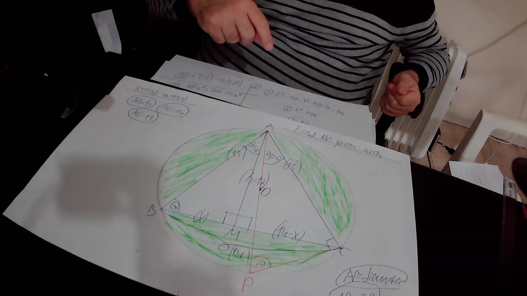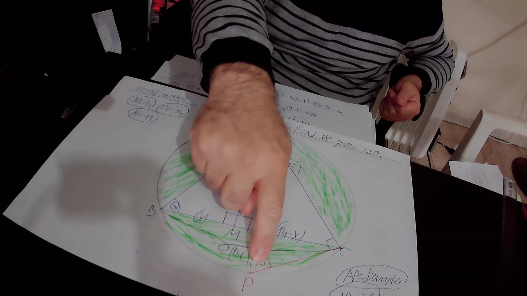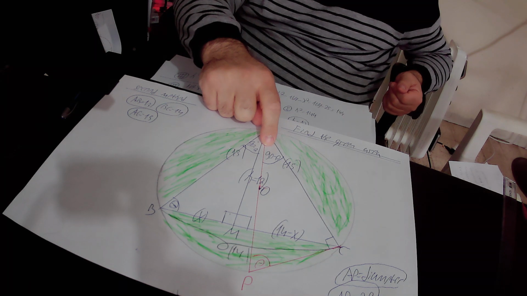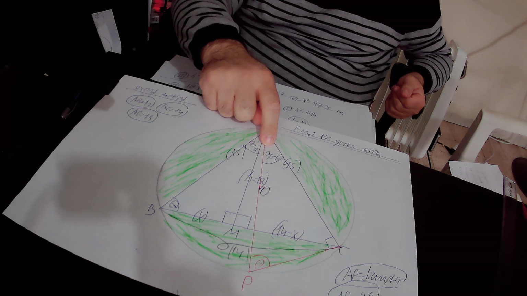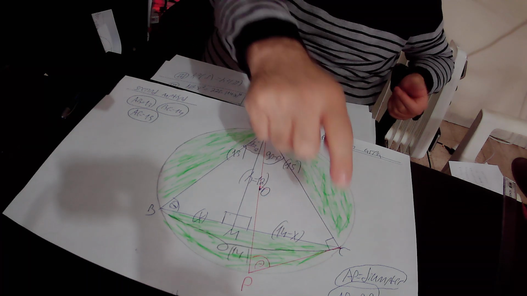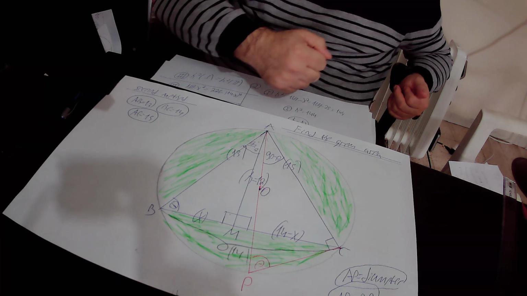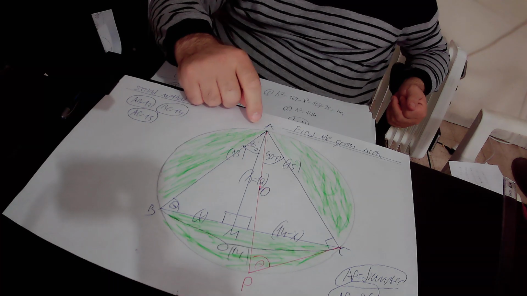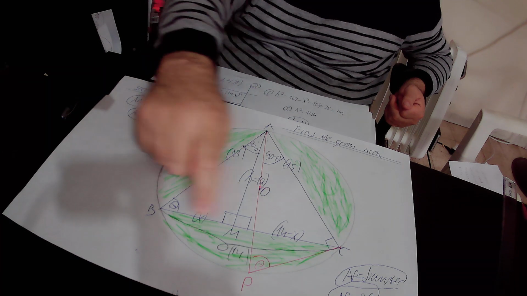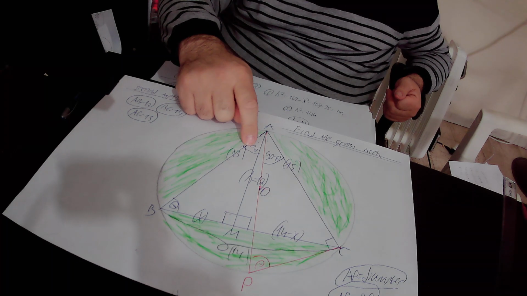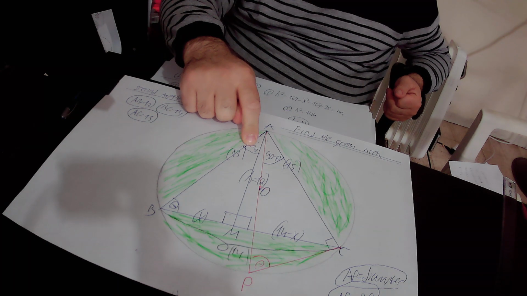So in the right triangle APC, this angle equals theta, this angle equals 90 degrees, therefore the missing angle must be equal to 90 degrees minus theta. Why? Because 90 degrees minus theta plus theta is 90 degrees, and 90 degrees plus 90 degrees is equal to 180 degrees, that is the sum of the angles in any triangle. Likewise, in the right triangle ABM, this angle equals theta, this angle equals 90 degrees, therefore the missing angle must be equal to 90 degrees minus theta.